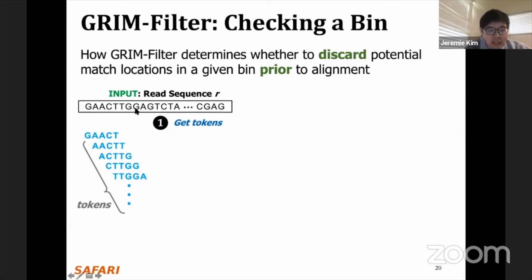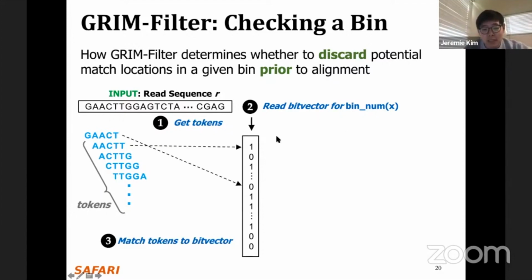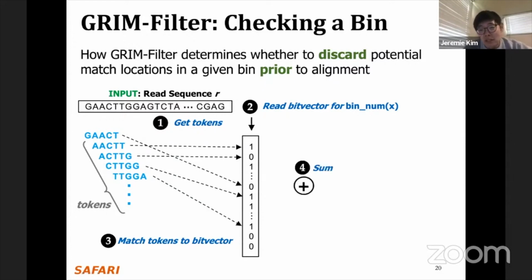Yeah, so if there's an error here, maybe a couple of these tokens will be missing, but if everything else is there, then for the most part you'll have a high number of token matches. So taking all these tokens, we look at the bit vector for a given bin number, and we query all the bit vectors with the token indices according to the bit vector setup. And we basically just sum all the existence bits here.